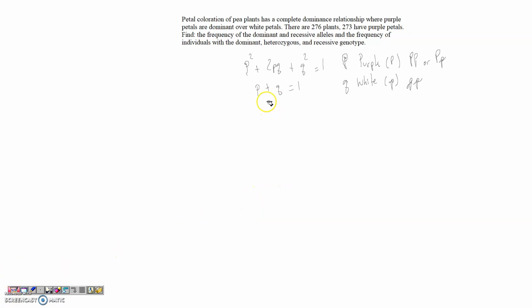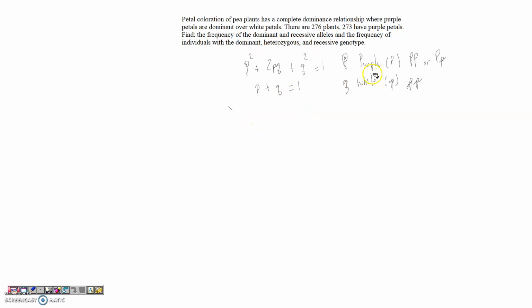All right, our final question. Petal coloration of pea plants has a complete dominance relationship where purple petals are dominant over white petals. There are 276 plants. 273 have purple petals. Find the frequency of the dominant and recessive alleles and the frequency of individuals with the dominant homozygous, heterozygous, and recessive genotypes. It's basically all of it that we're going to figure out here.